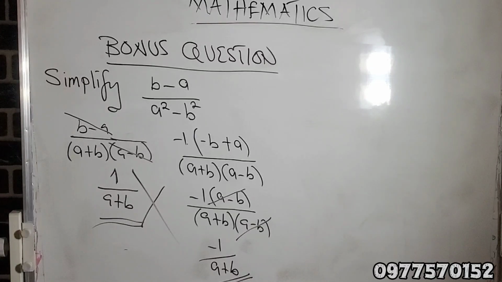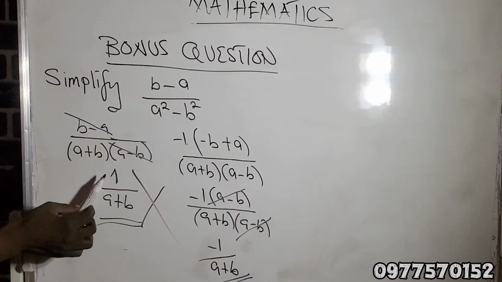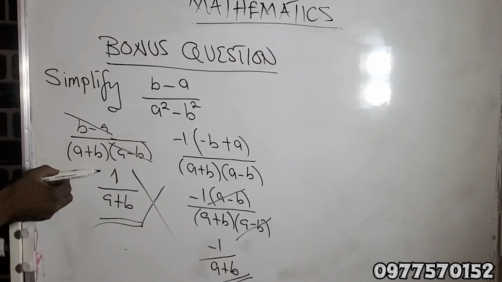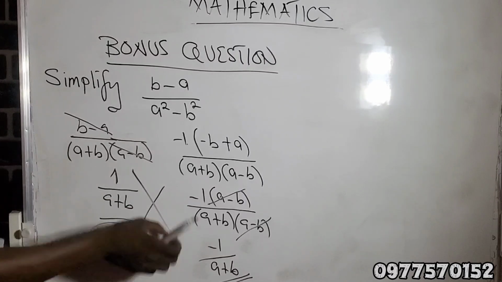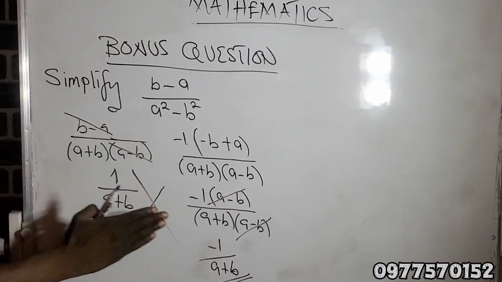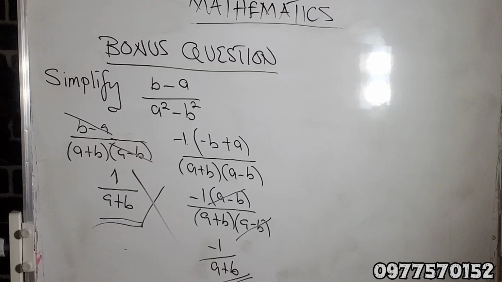Therefore, the final answer is negative 1 over a plus what? A plus b. Now, when you compare this, the difference is that one is positive here, one is negative. So take note of such questions, right? Yes. So let's go to the exam.